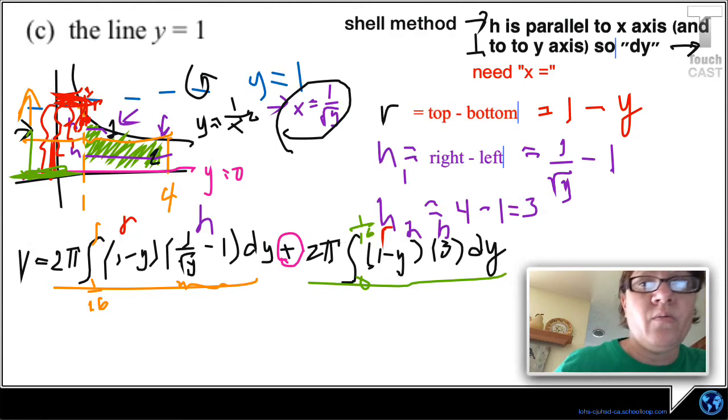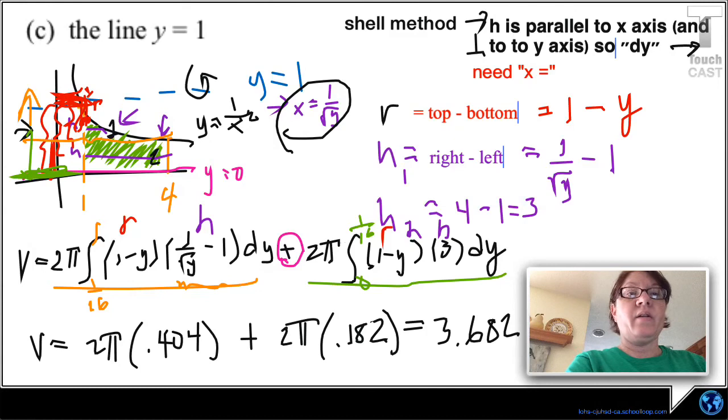Okay, I'm going to integrate. You do the same. We'll see if we get the same answer. I used a calculator to do both parts, so you can see I have decimal answers, but here's my final answer. On to problem 4.